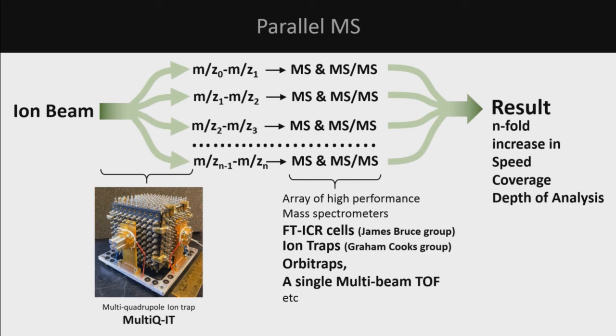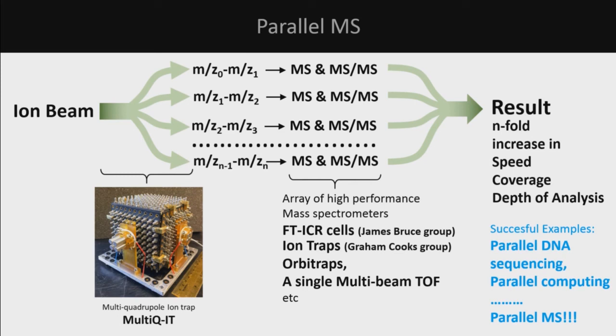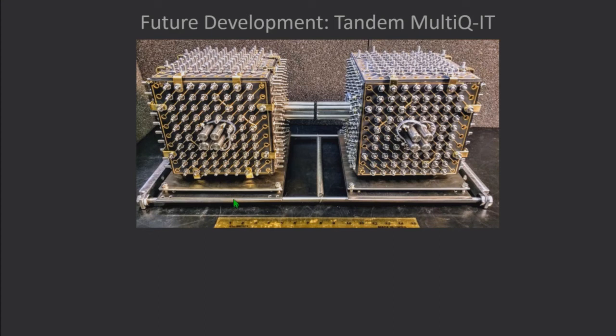Such an approach was successfully used to revolutionize parallel DNA sequencing and parallel computing. And now we would like to bring this to mass spectrometry using the MultiQ ion trap. In the future, we are currently developing a tandem MultiQ ion trap, which we put in front of an RB trap. We pursue two major goals.